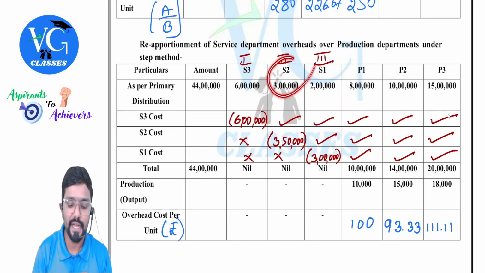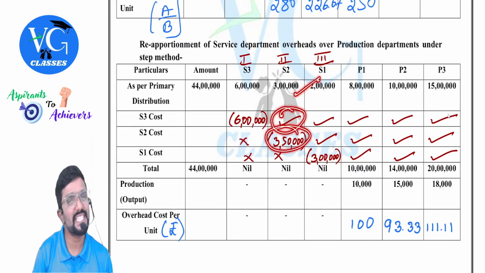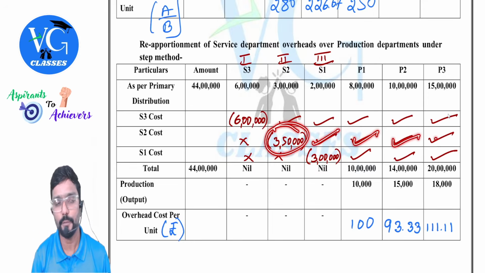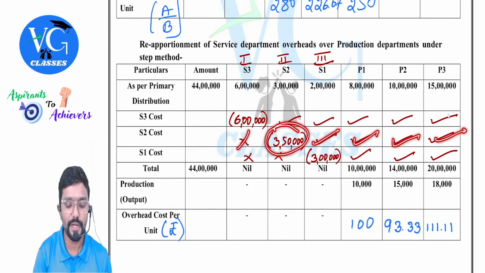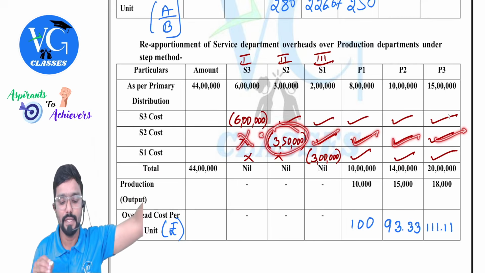Same way, next we are taking S2. What is the cost of S2? 3 lakh plus they would have received something from S3, correct? Now let us take it as 350, assuming they have received 50 here. So we need to reapportion 350 to whom? Only S1, P1, P2, P3. Sir, should we do it for S3? No, no, don't go back. Same way.